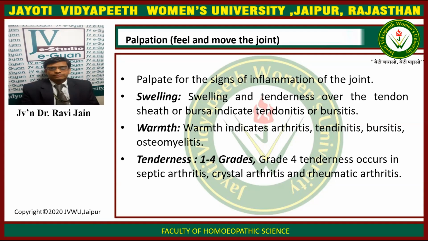We have to check for the warmth. The warmth indicates arthritis, tendinitis, bursitis, and osteomyelitis. And also we have to look for the tenderness. The tenderness is graded from 1 to 4. You can see the details in the book Clinical Medicine by Dr. S.N. Chugh. Otherwise, we are also going to discuss all these things in the clinical class when we go into college. So grade 4 tenderness occurs in septic arthritis, crystal arthritis, and rheumatic arthritis.